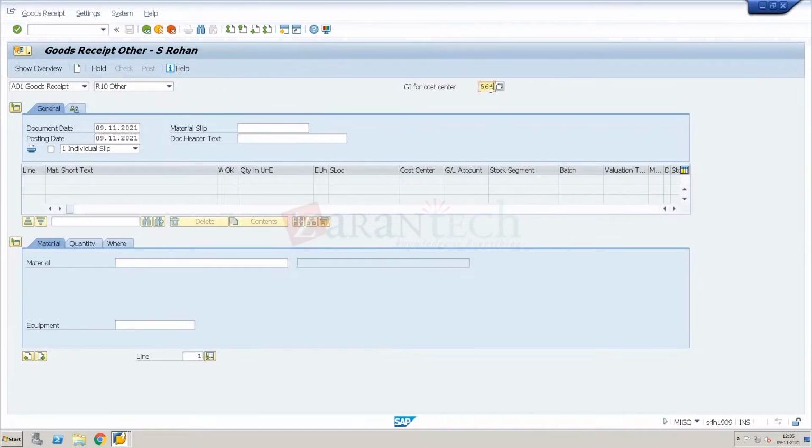With the 561 movement type. Let's see. I hope it should work. So this will create an inbound delivery, and then that inbound delivery we can use for our processing.